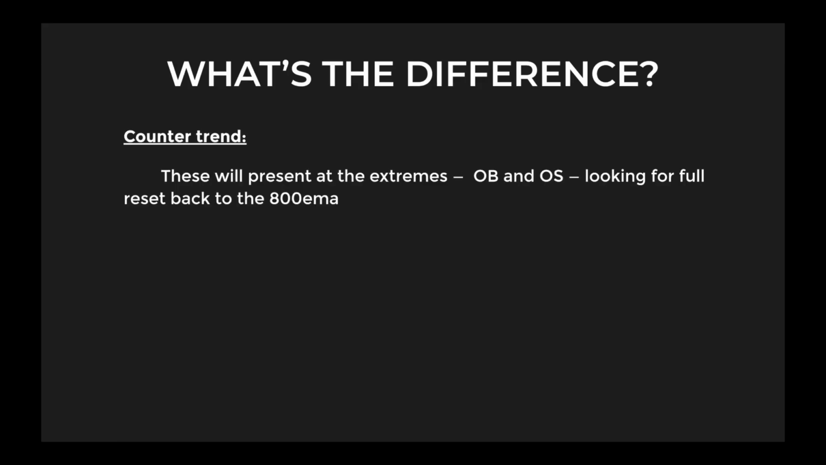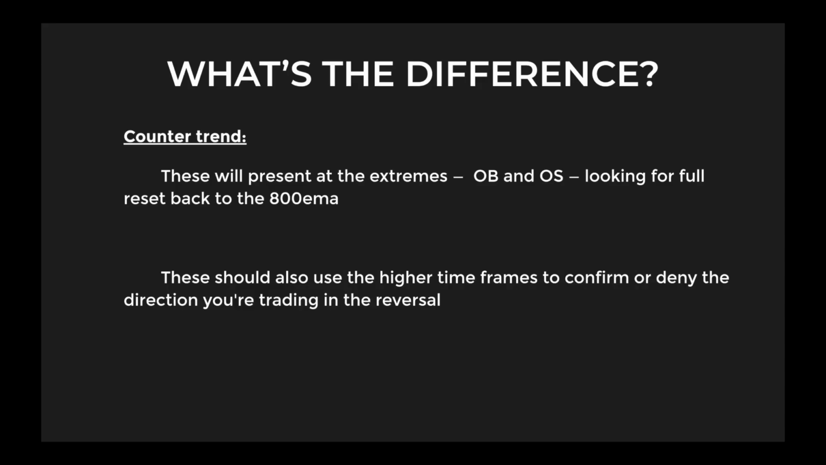Flip this and look at the counter trend. This is going to present at the extremes, the overbought, the oversold, the maxed out ADR, yesterday's high, yesterday's low, and you're looking for it to go full reset, we call it, back to the 800 EMA. So you're trading back in the direction of the EMAs when you're talking about the D2 entry. These should also use the higher time frames to confirm or deny the direction you're trading for that reversal.